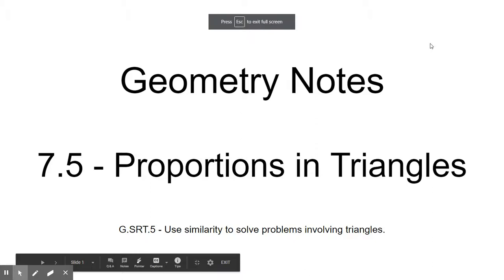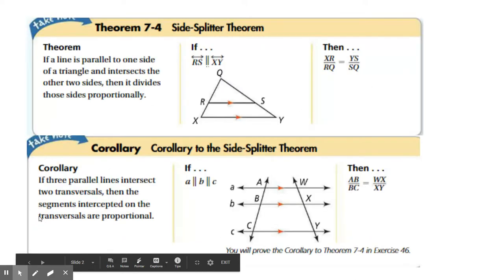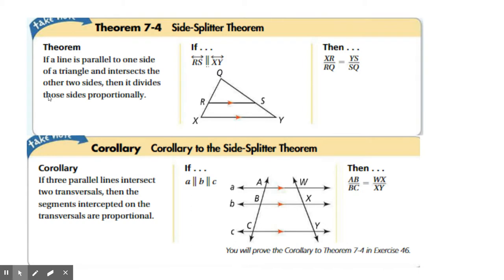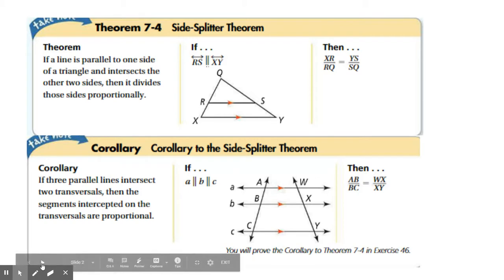All right, so 7.5, proportions in triangles, and we are looking at a certain type of theorem called the side splitter theorem. What the side splitter theorem says is that if a line is parallel to one side of a triangle, then it intersects the other two sides and divides them proportionally.